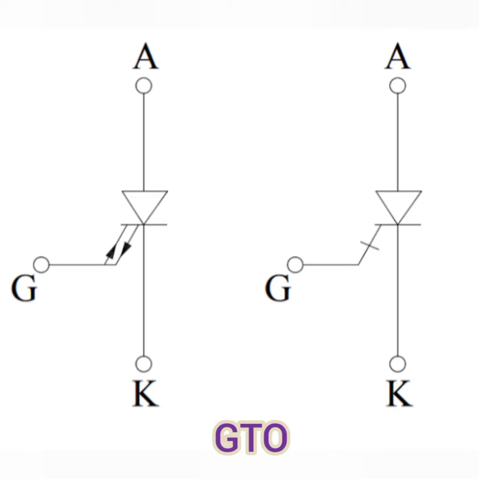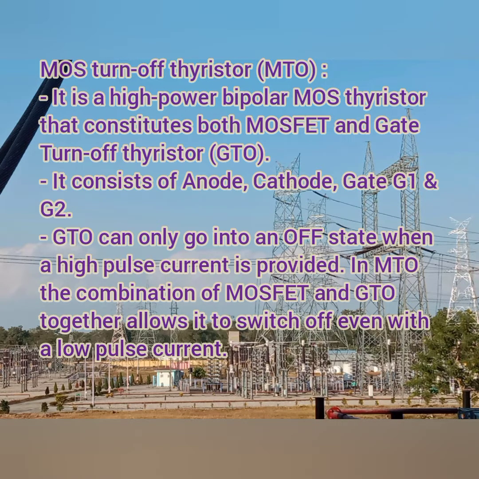Next is your MOSFET turn off thyristor. It is a high power bipolar MOSFET thyristor that constitutes both a MOSFET and a gate turn off thyristor. So it is a combination of MOSFET and gate turn off thyristor. It consists of anode, cathode, and then gate 1 and gate 2 terminals.